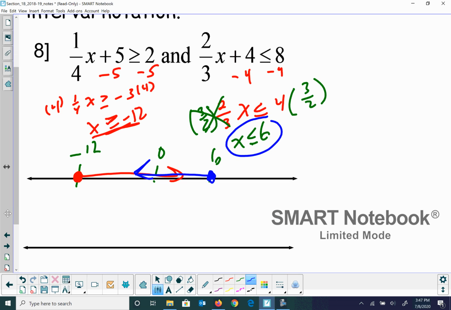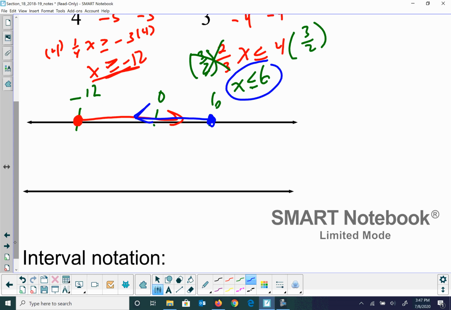Okay, they're both solid dots. So we're going to include the endpoints, which is great. So my interval notation will go from -12, and it's going to be a square bracket because I include it, up to 6. And that's also a square bracket because those are both solid dots. They had the equal sign with both.